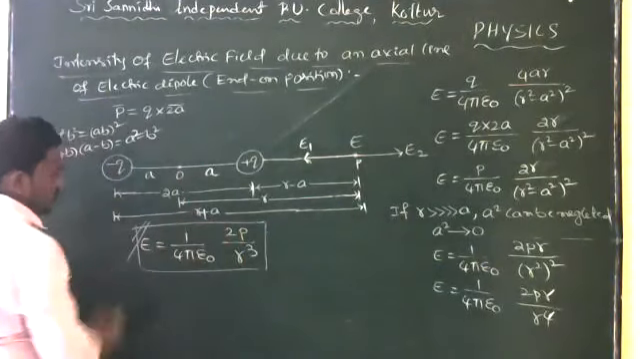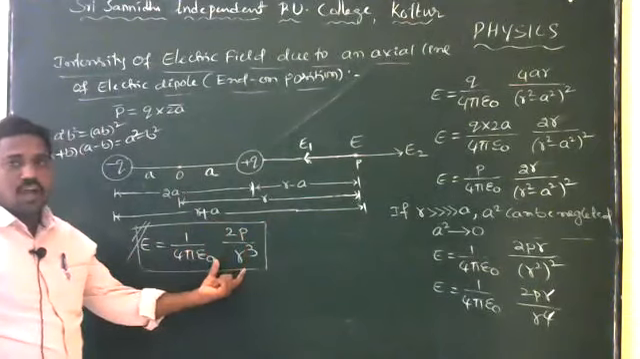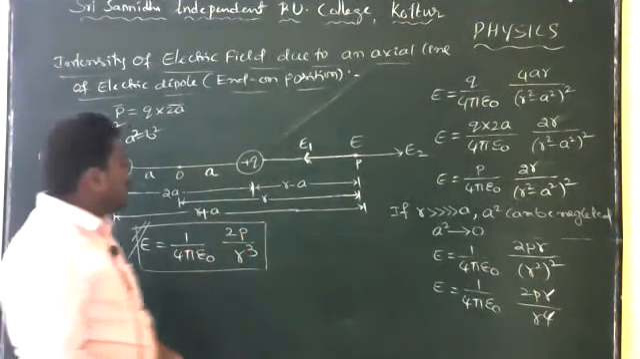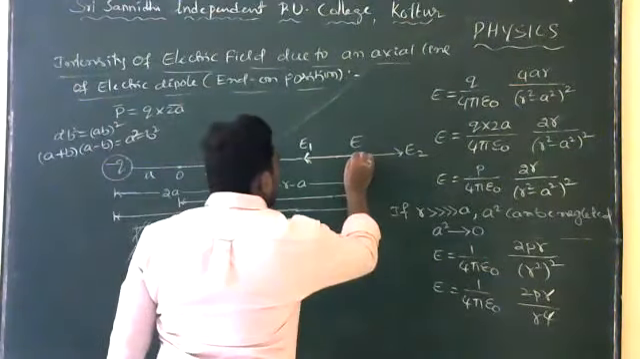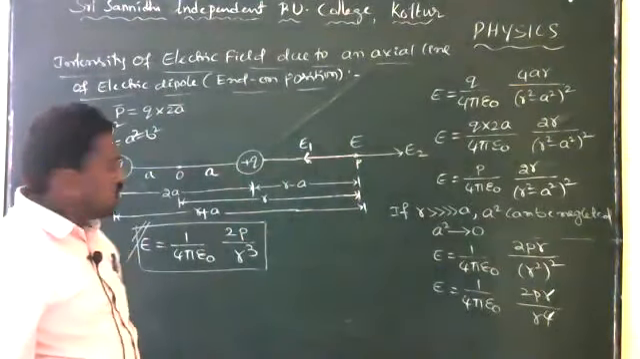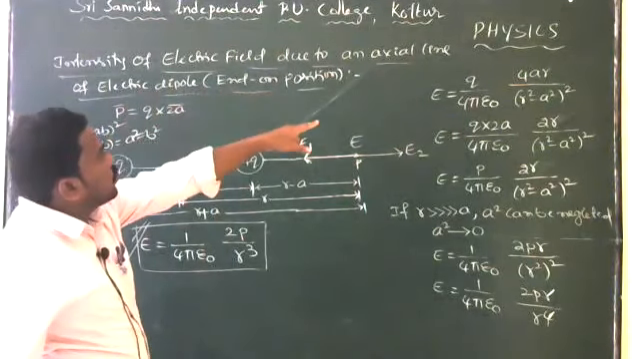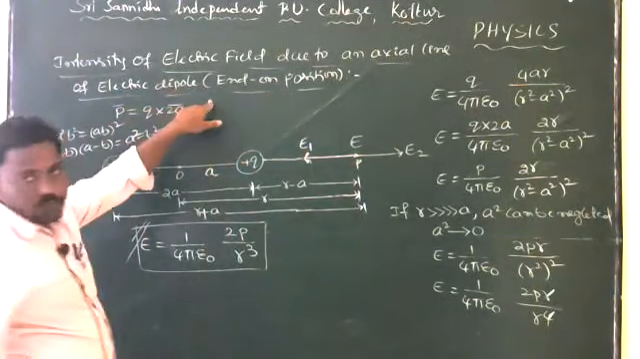So very important. E is equal to 1 by 4 pi epsilon naught 2p by r cube. So this is the resultant of electric field at point P due to minus q charge and plus q charge. Therefore this is the expression for intensity of electric field due to an axial line of electric dipole.